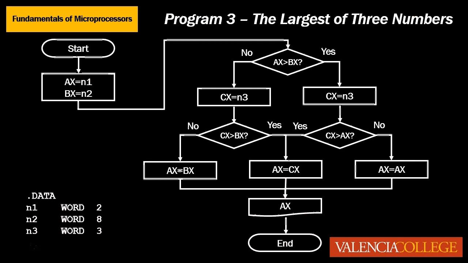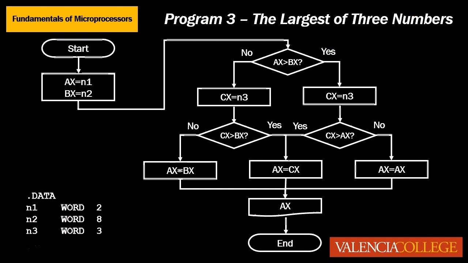If CX is greater than BX, you set AX equal to CX following the right branch. If CX is less than BX, then you set AX equal to BX following the left branch. Finally, you display, using a breakpoint in your program, the value of AX, which contains the largest number of widgets produced by the 3 assembly lines.